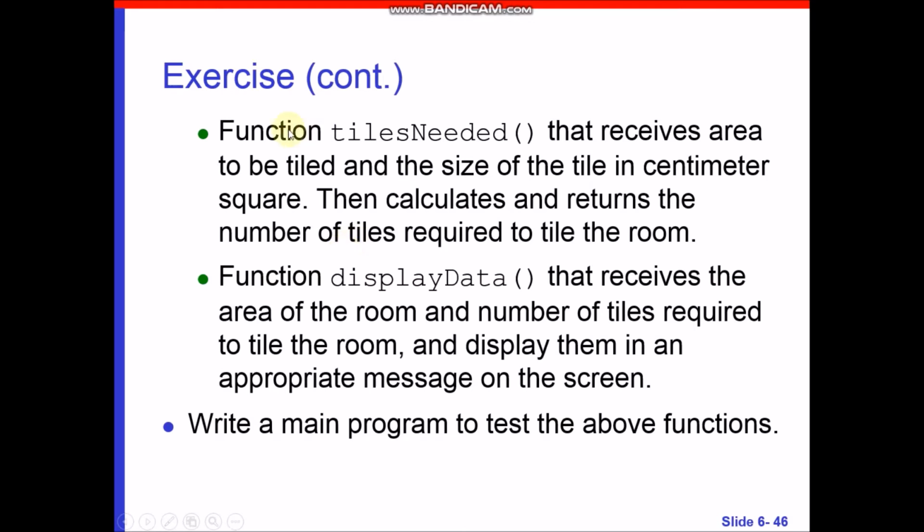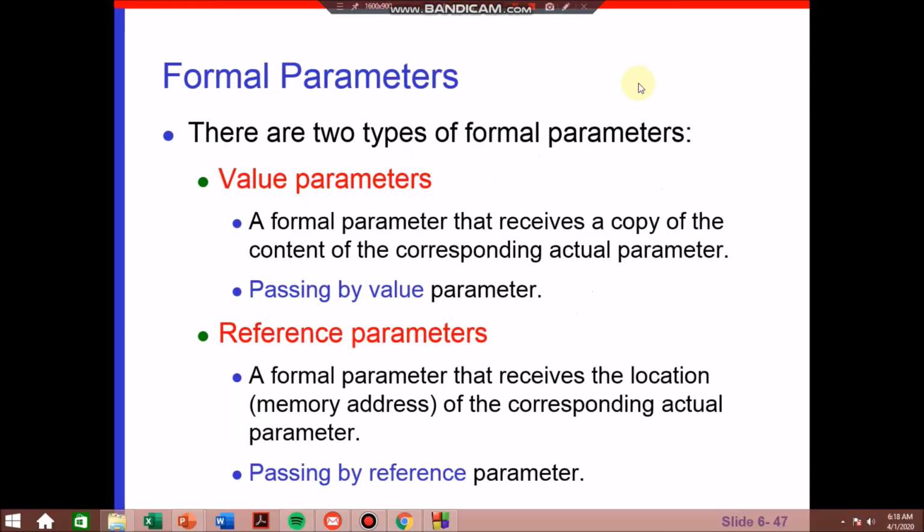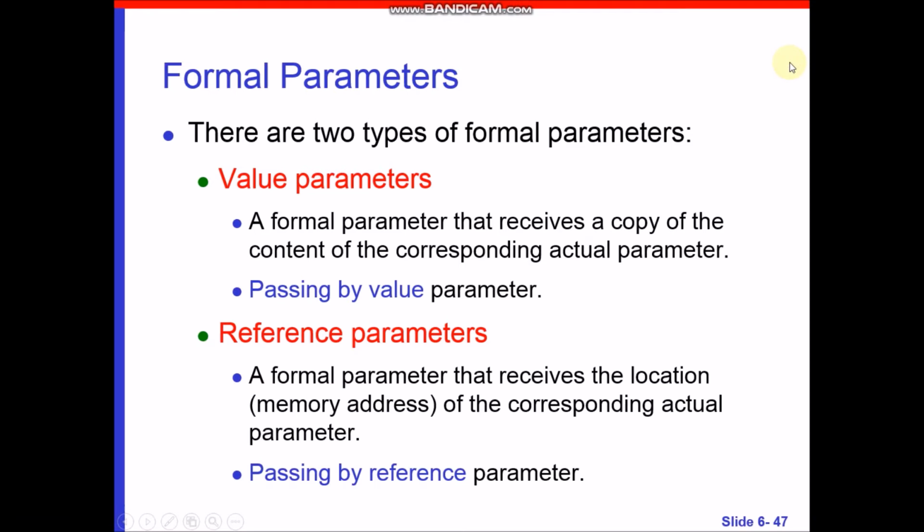Then continue with the other exercise. And at the end, you need to write a main function to test all of those functions. Then I'll proceed with the two types of formal parameters. The first type of formal parameters is value parameters, while the second one is reference parameters. I will go through those types of formal parameters one by one.